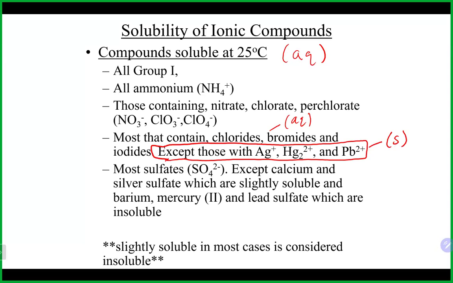Most sulfates are going to be aqueous in everything. There are some exceptions. Silver and calcium sulfate, they are slightly soluble. Barium, mercury 2, and lead 2 sulfate really are insoluble. Once again, slightly soluble mostly means insoluble. So these are the rules that you could use to help you decide, if you're going to put these 2 ions together, which happens obviously a lot with double displacement reactions when you're looking at a precipitation reaction, would you expect a solid to form?